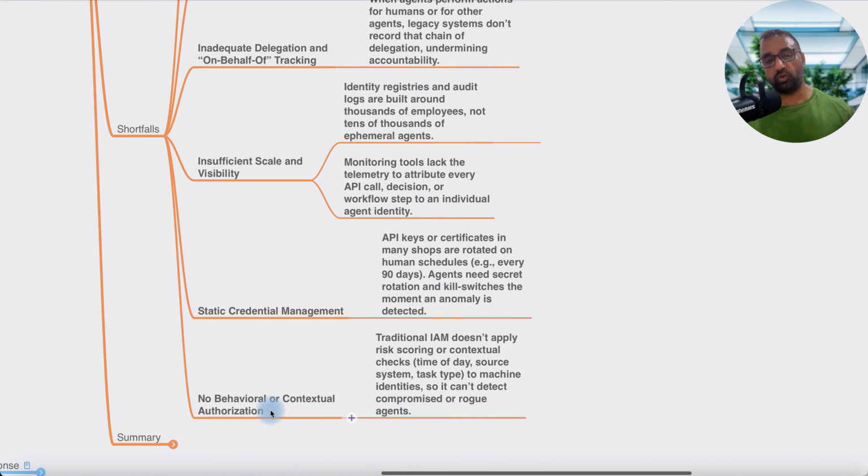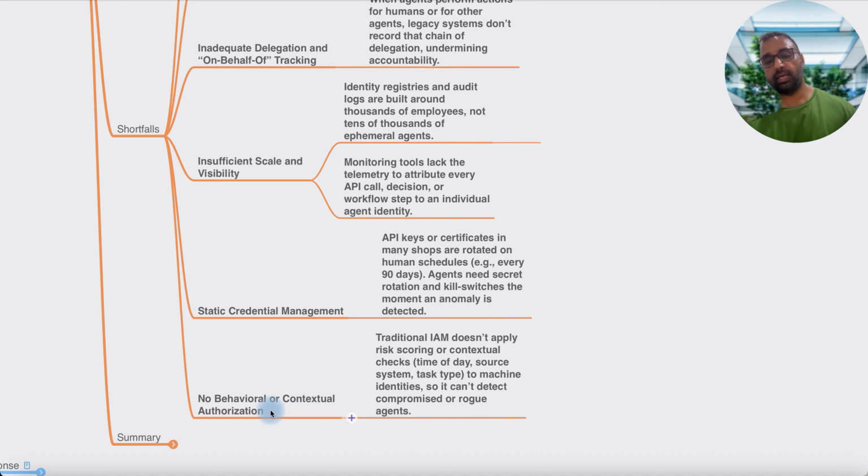Similarly, the issue of credential management exists because APIs or certificates in many systems are rotated by humans, typically every 90 days, but agents need secret rotation and kill switches the moment an anomaly is detected. You can't keep running the agent if it has super user access for a long period of time.